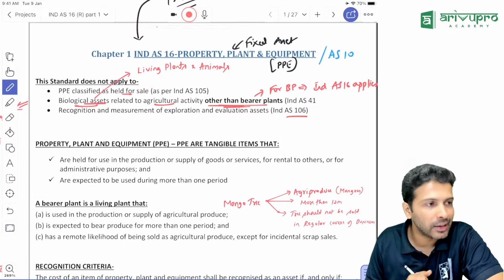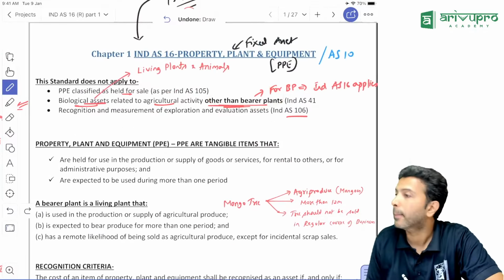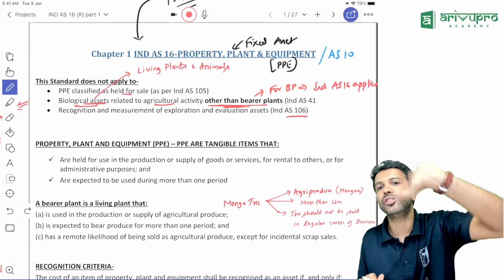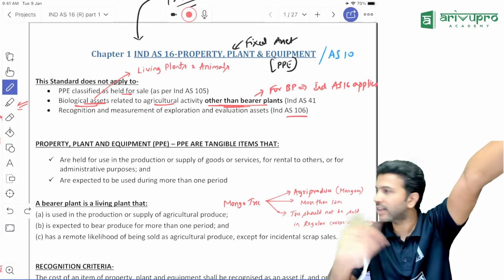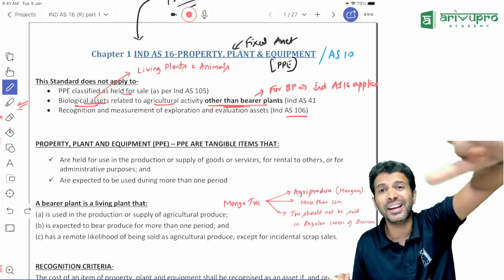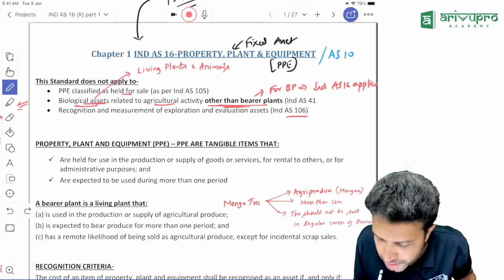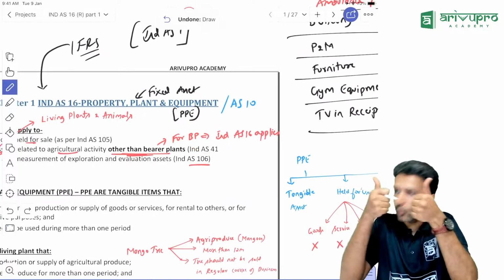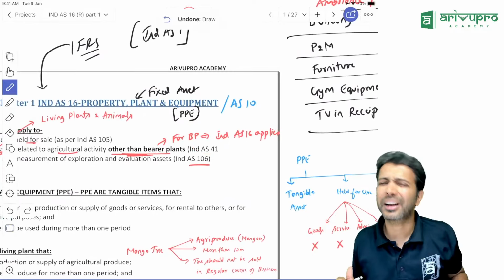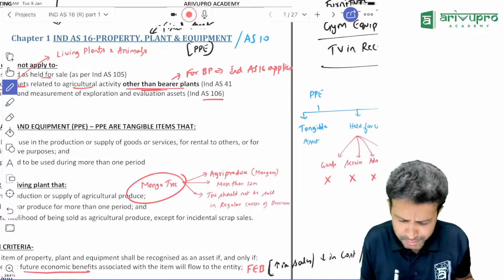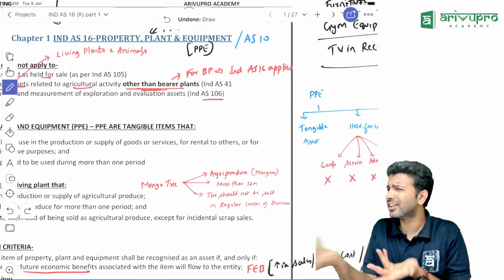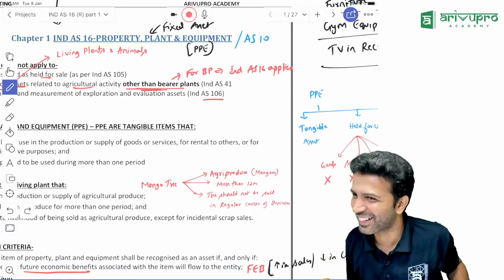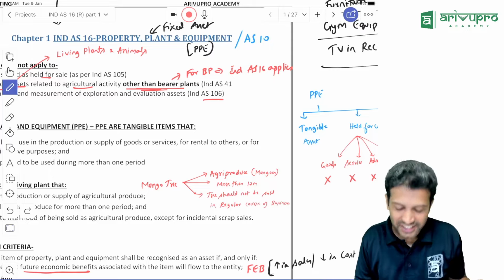Now, one thing probably lingering in your mind is what is this bearer plant? Because the provision said that for biological assets used for agricultural activity, Ind AS 16 does not apply. Ind AS 41 will apply. But there is an exception called bearer plant. For bearer plant, Ind AS 16 is very much applicable. Even in CA Intermediate, I used to give the mango tree example. Same concept, same example. Why should I put in extra effort? Copy paste from there. What is this bearer plant?